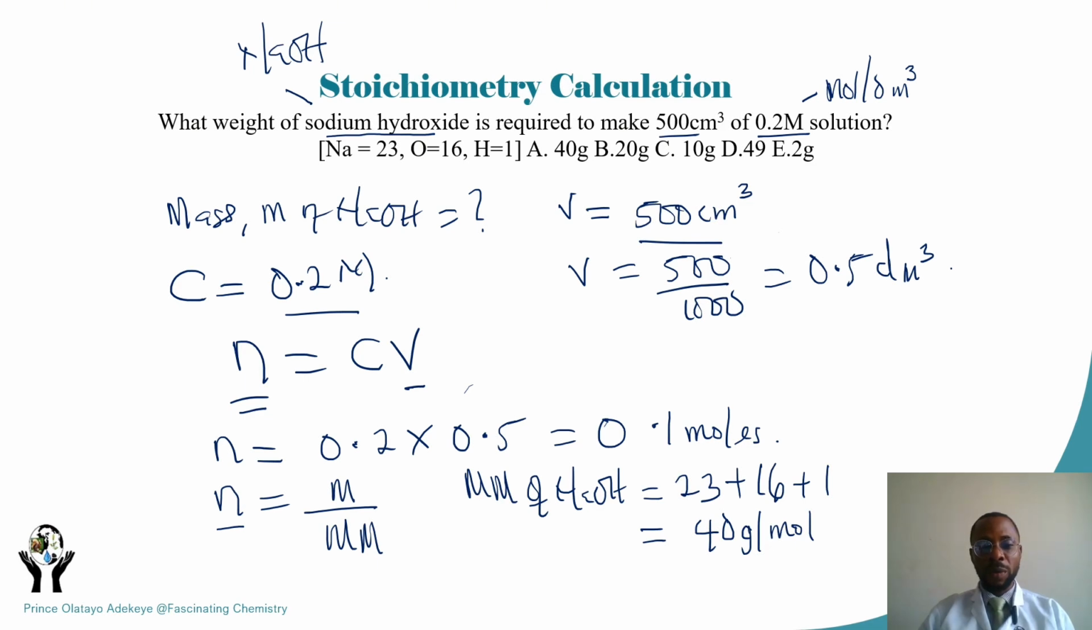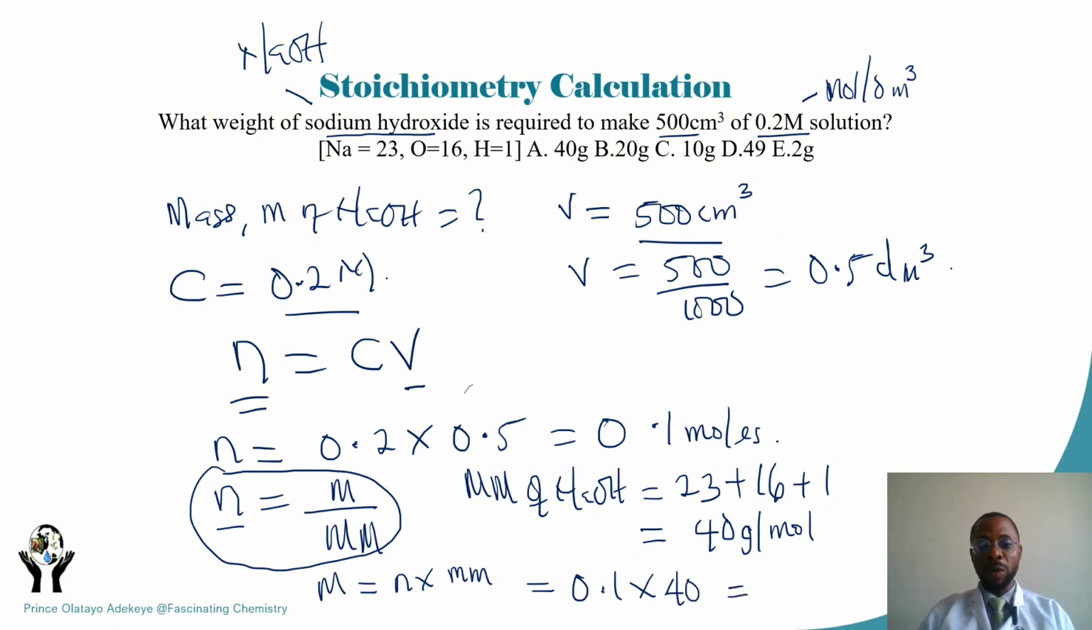From there, you can come back to this expression and say our mass is going to be equal to n times molar mass. That's the amount times molar mass, and that will give us 0.1, our n, multiplied by 40, which is our molar mass. So our value will be equal to 4.0 grams. It's going to be grams because we're looking for the mass of that particular compound.